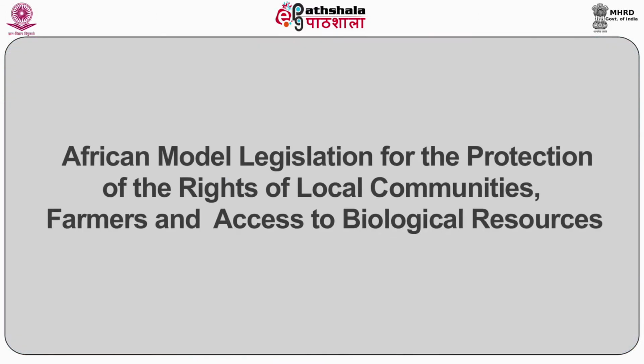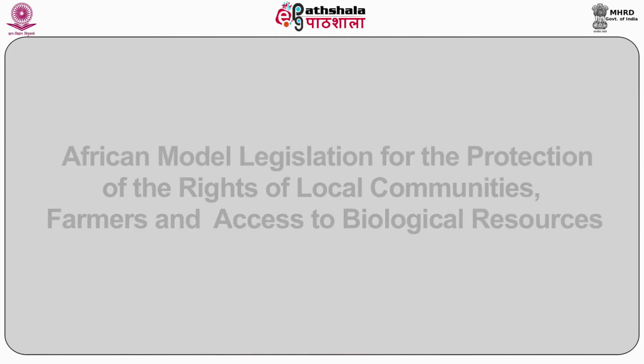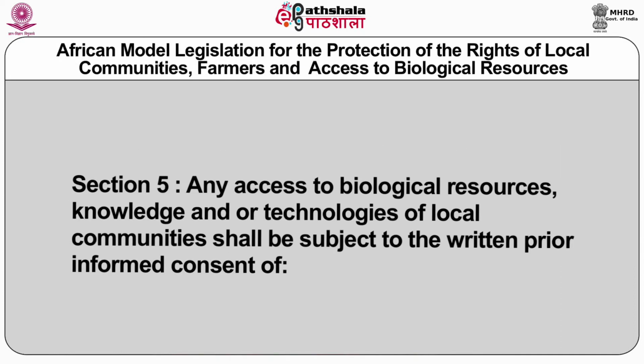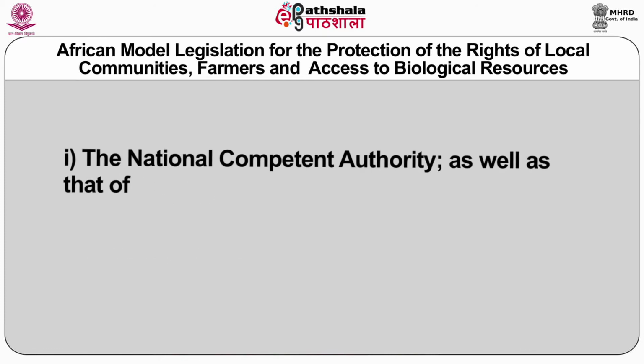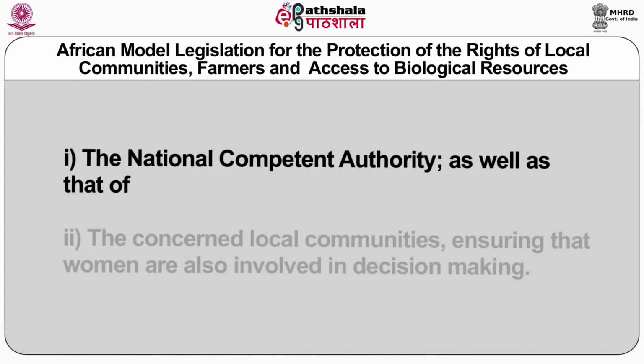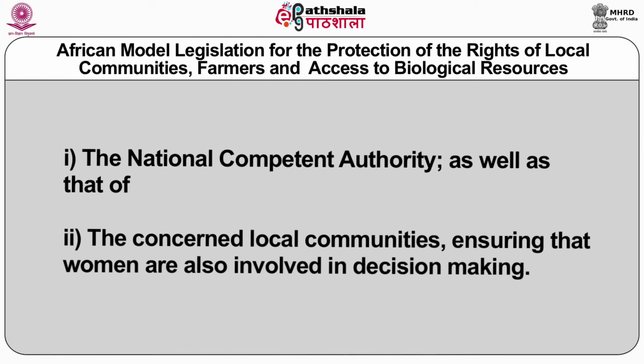Let us now talk about the African model legislation for the protection of the rights of local communities, farmers, and access to biological resources. Section 5 of this model legislation goes as follows. Any access to biological resources, knowledge, and or technologies of local communities shall be subject to written prior informed consent of the national competent authority as well as that of the concerned local communities, ensuring that women are also involved in decision making.